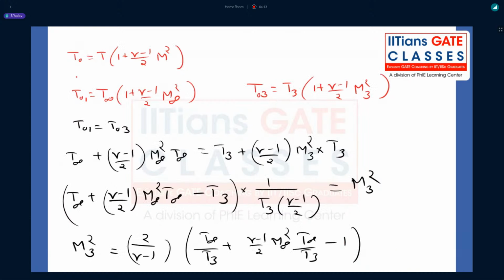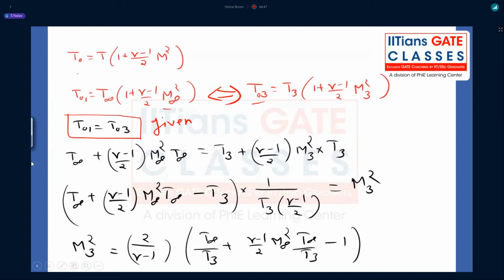As you know, the total to static temperature relation with the Mach number is T naught equals T times 1 plus gamma minus 1 by 2 M square. So you can write this relation at both points, at 1 as well as at 3. So T naught 1 is equal to T infinity as a function of M infinity, and T naught 3 is equal to T3 as a function of M3. And it is given that T naught 1 is equal to T naught 3, so you just put them both equal.